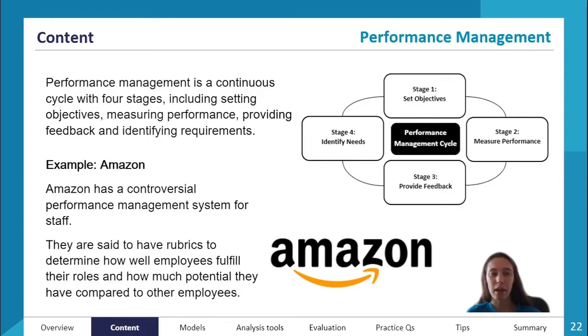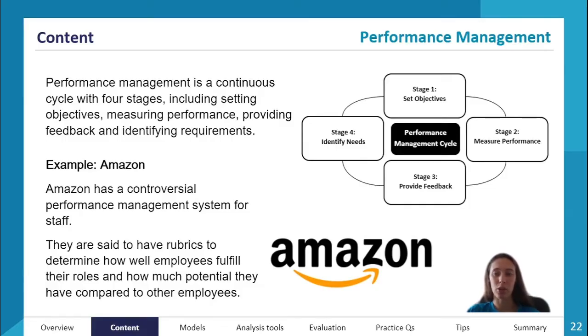So keep in mind that performance management is a continuous cycle. It has 4 stages. We start off with setting objectives. What are the goals? Then we've got measuring performance. Providing feedback is step 3, and identifying the needs and requirements is that last step. And it's going to continue around in that cycle kind of format.